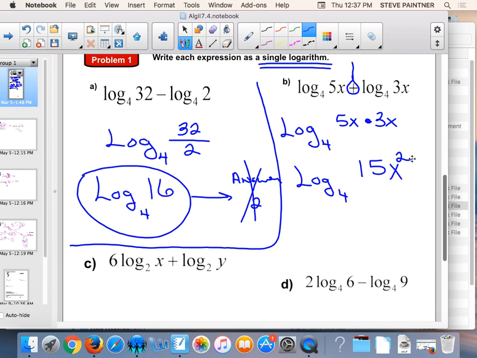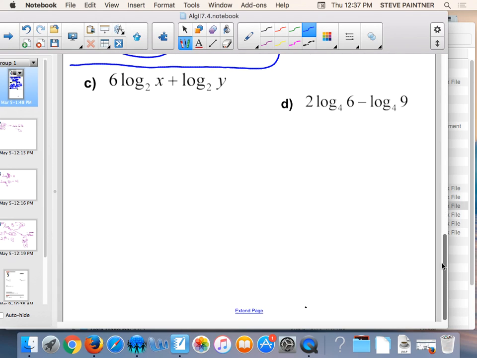And again, this one was so easy. I thought I'd better ask you, what's the answer? Next. There's actually 2 properties going on here, guys. What's the first property that you would probably apply?